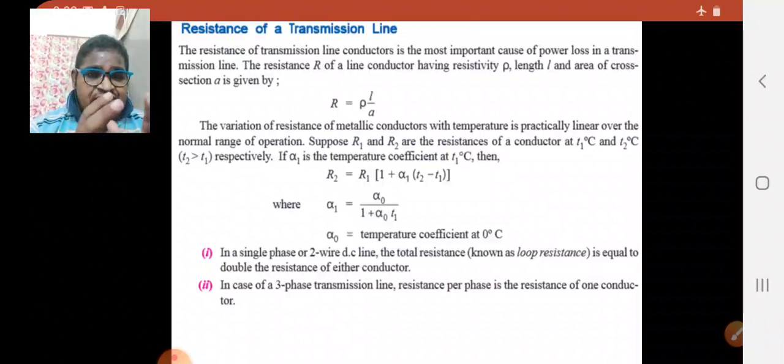The temperature coefficient will affect the value of resistance when it is subjected to temperature variation. Can you give an example for zero temperature coefficient? Alloys, all alloys, that is the mixture of two or more materials.